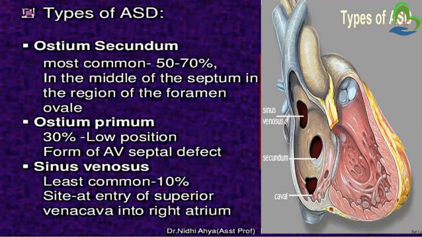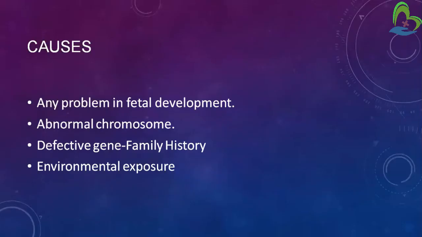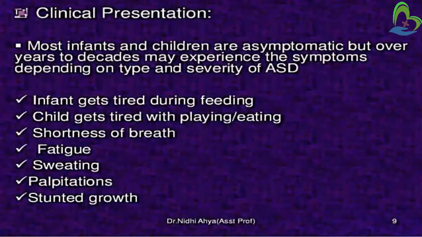Then second is ostium primum, seen in 30%, and it is present at a low position. It is a form of atrioventricular septal defect. You can see in the picture, ostium primum is present at the lower side. Then sinus venosus is the least common, seen in 10%. The site is at the entry of the superior vena cava into the right atrium. So where the superior vena cava enters, at that location this sinus venosus is present. So there are three types: ostium secundum, ostium primum, and sinus venosus. Causes are any problem in fetal development, abnormal chromosome, defective gene, or family history, then environmental exposure.